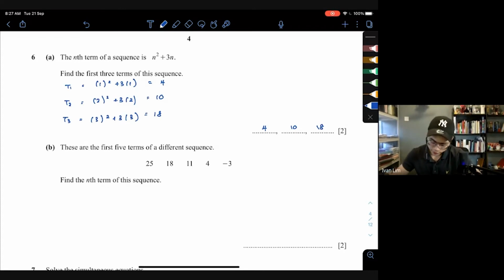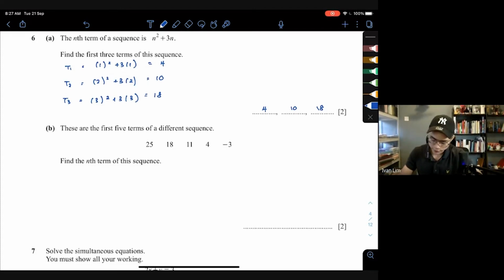Okay, question B. These are the first 5 terms of a different sequence. Find the nth term of this sequence. For you to find the nth term, we need to determine what kind of sequence this is first. See the pattern: 25, 18, 11, 4, and -3. It's an arithmetic sequence, and your d term is negative, right? Because it keeps going down.